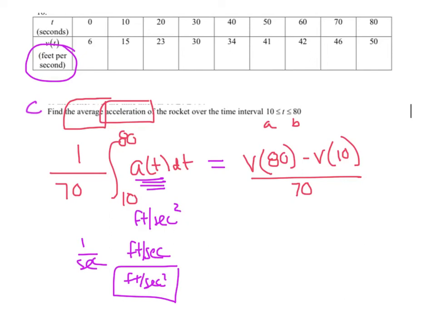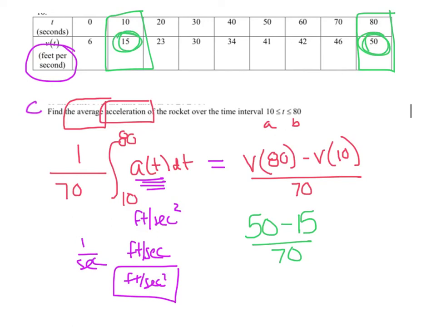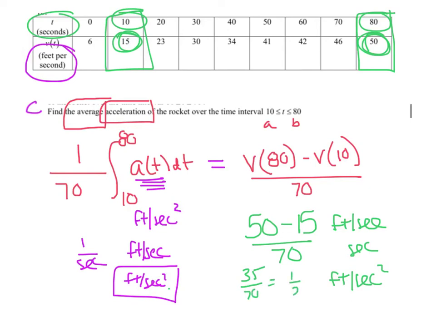Let's go look at the other side of the equation. V of 80, I can easily find that on this table. V of 80 is 50 minus V of 10 is 15 all over 70. Now let's talk units. The 50 minus the 15 is feet per second. Divided by 70, 80 minus 10 is 70 seconds. That's getting me feet per second squared, which is the same thing I should have got here. And if I subtract, that's 35 over 70, or 1/2 feet per second squared.